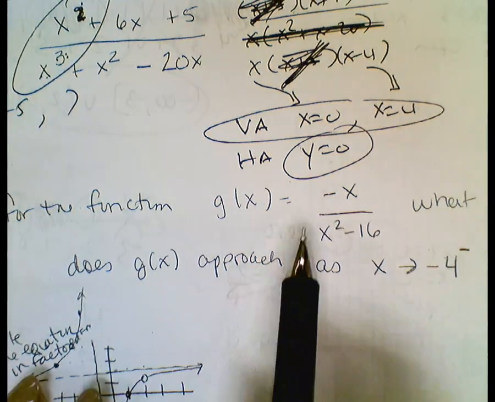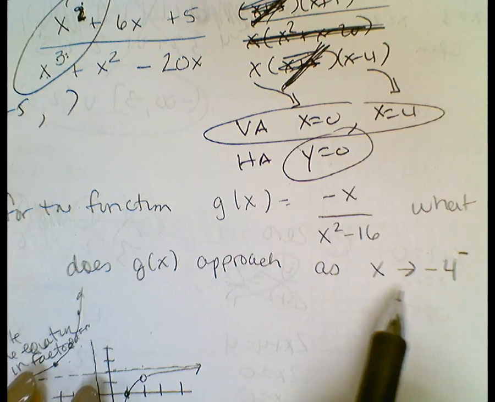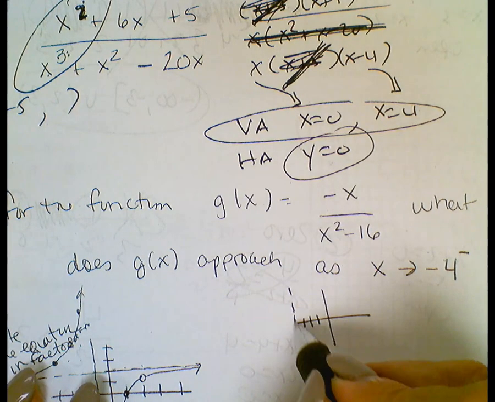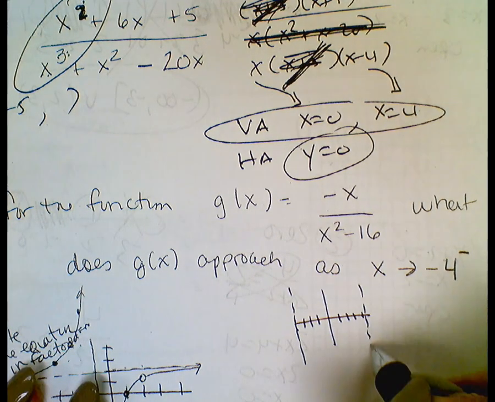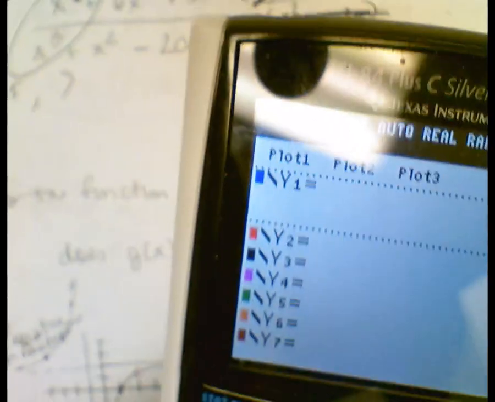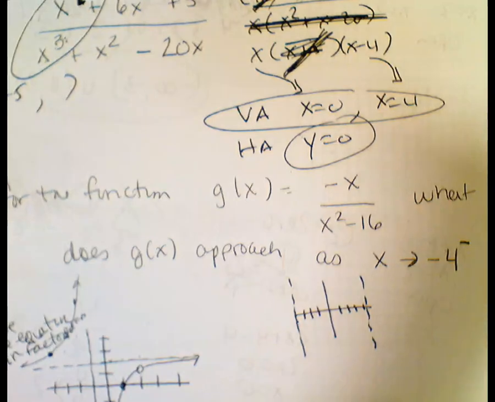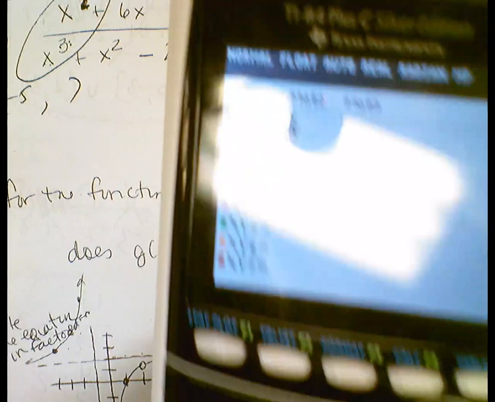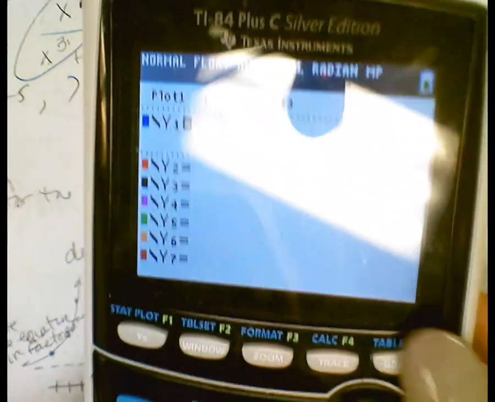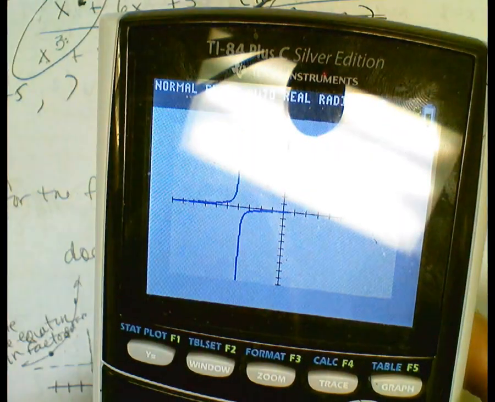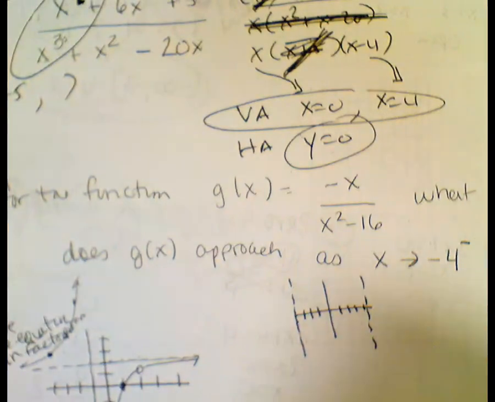And this last one, for the function, what does g of x approach as x approaches -4? So if you were graphing this, you would have a vertical asymptote at -4 and one at 4. Okay? I would quickly graph this if I was you. So type in -x divided by x squared minus 16. Here's your graph. Okay, so just try to get this to look like this.